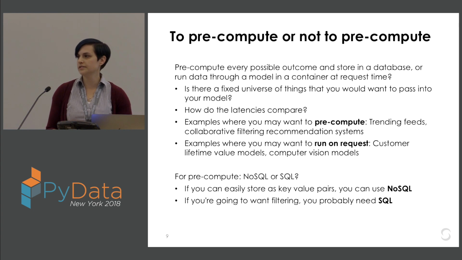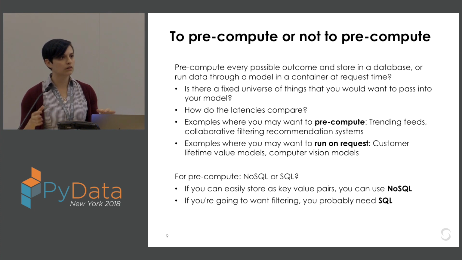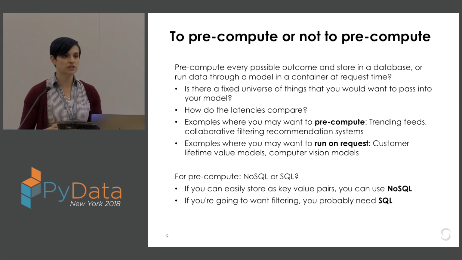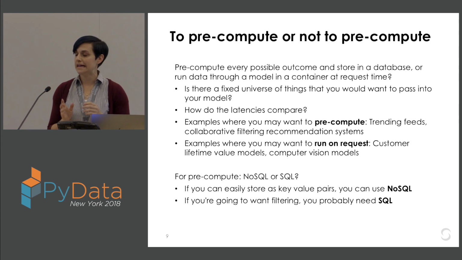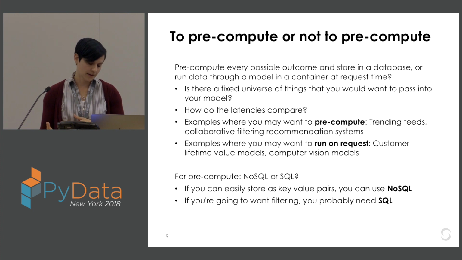But you want to ask yourself, is there a fixed universe of things that you could conceivably want to pass into your model? If there is a well-contained fixed universe of possible parameters, then it could make sense to just put them all through the model, pre-compute it, and store it in a database, because then latency will not be as much of an issue. It's usually much easier to query the database and get those results than to actually run a machine learning model at request time. So the latency can be a big issue there.